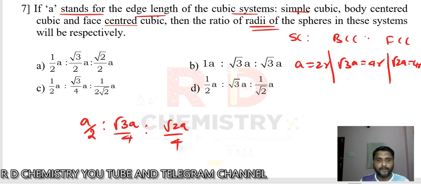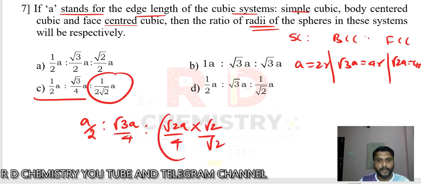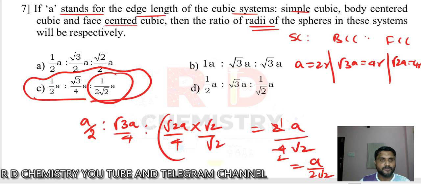But we can't find that option directly, correct? But we have this one here, see. What about this one? What you can do is multiply by square root of 2 and divide by square root of 2, which becomes 2a divided by 4 root 2, correct? 2 ones are 2, 2 twos are 4, so finally we can write a divided by 2 root 2, correct? Therefore the answer is option number C. They have not given the third ratio directly. Clear? So C is the answer.